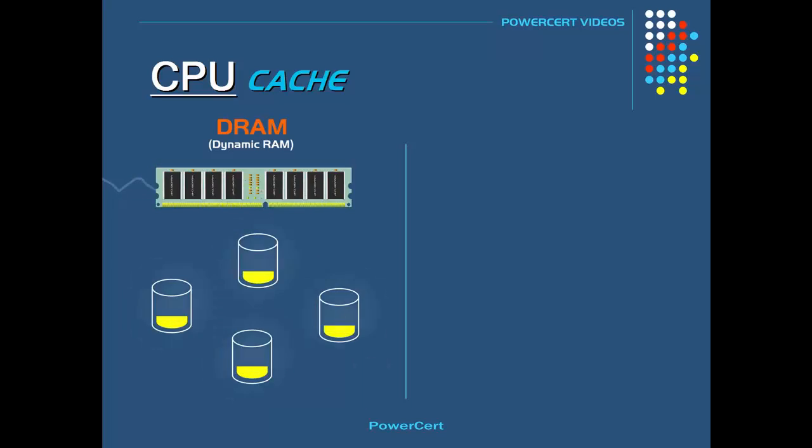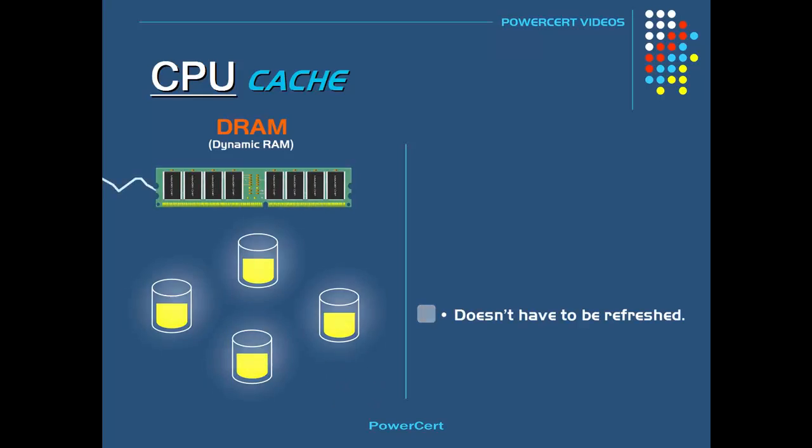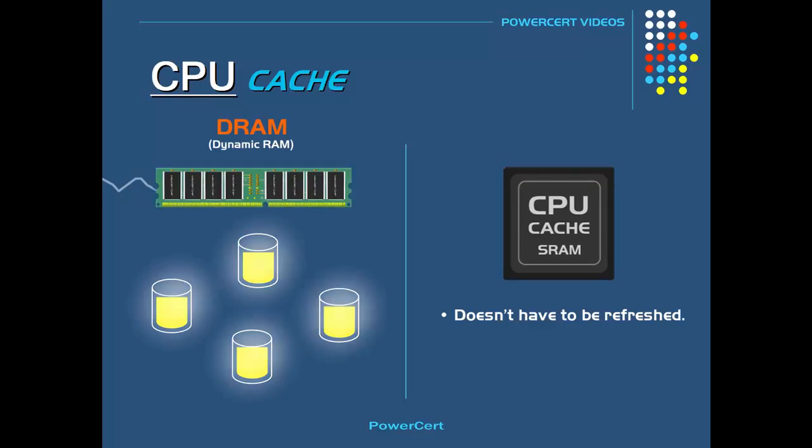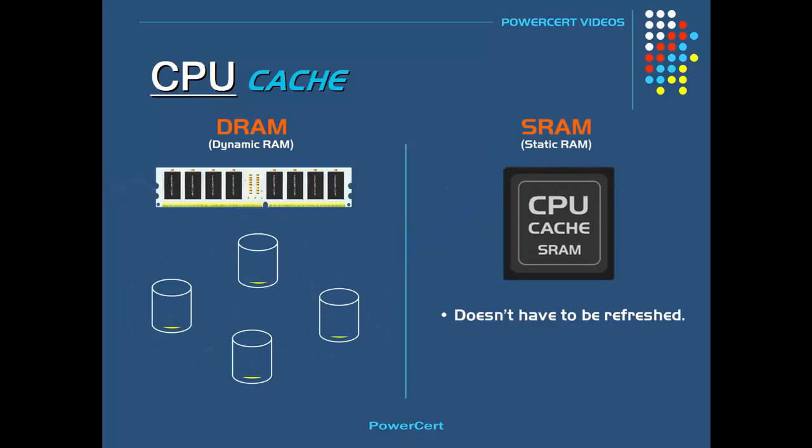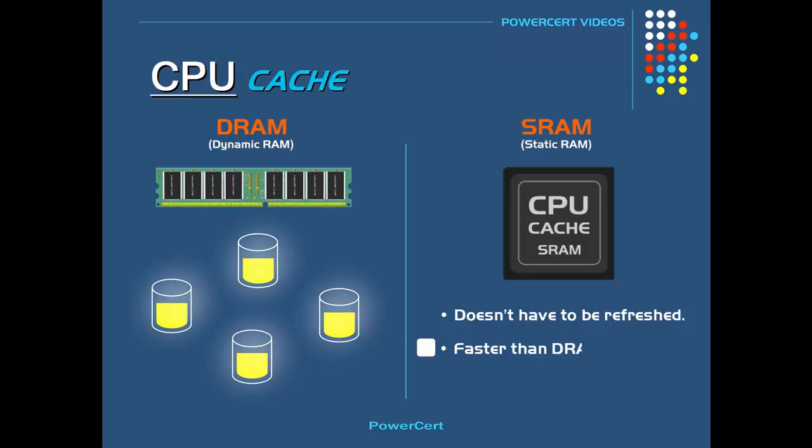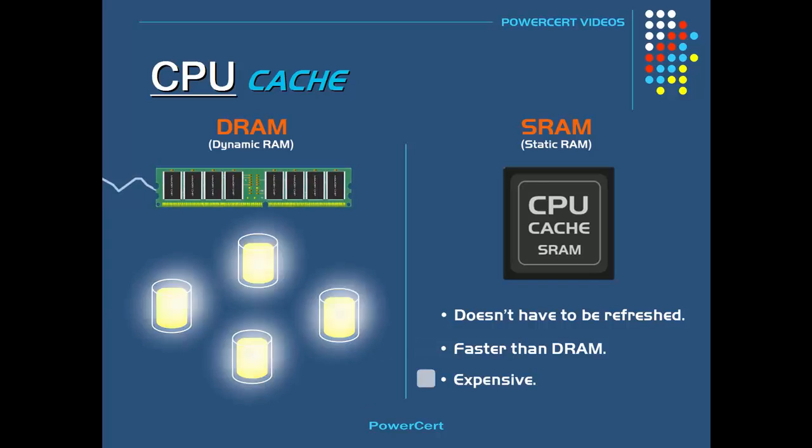But there's another type of memory that a computer uses that doesn't have to be constantly refreshed. And this memory is called SRAM or static RAM. And SRAM is what is used in the CPU cache. And because SRAM doesn't have to be constantly refreshed, it is a lot faster than DRAM. And it's also very expensive.